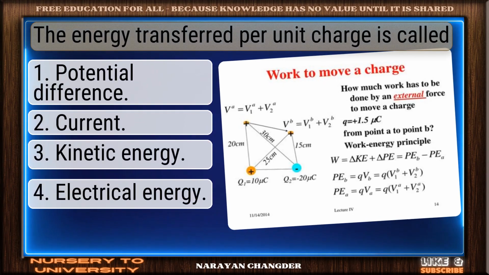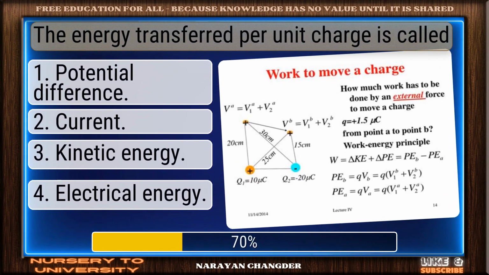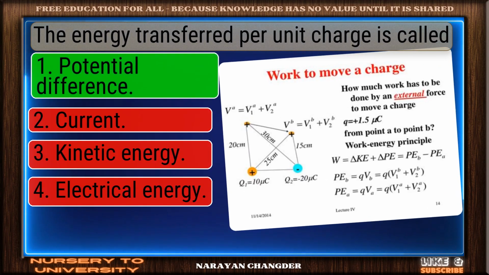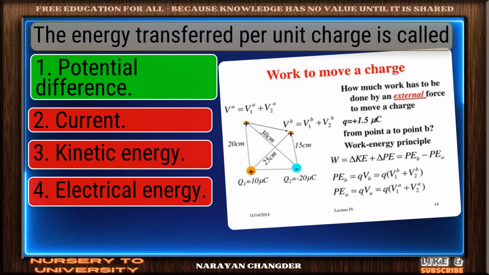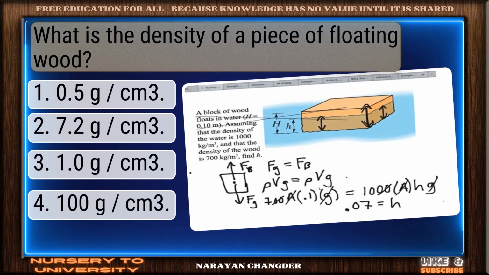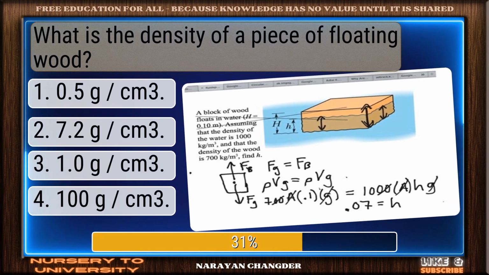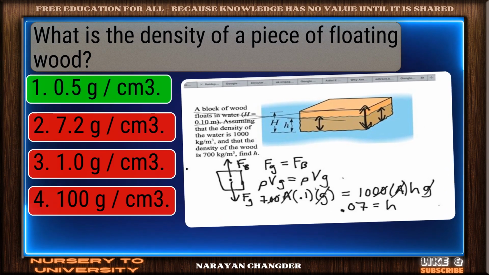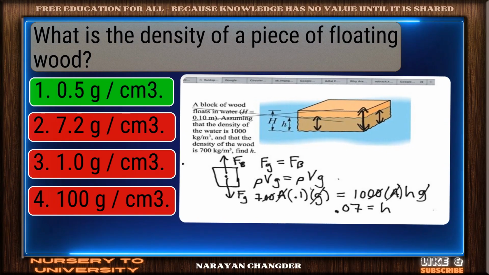Question number 74. The energy transferred per unit charge is called. Well reasoned. Potential difference is the correct choice. Question number 75. What is the density of a piece of floating wood? Correct response, 0.5 g/cm³ is the most accurate answer.